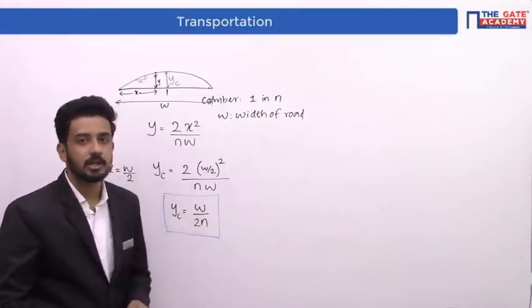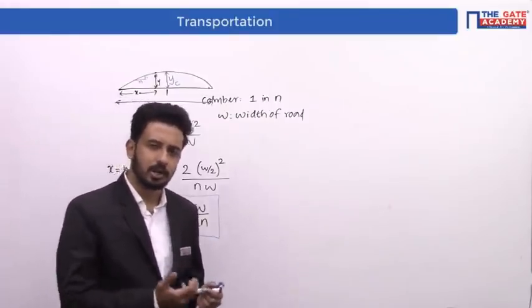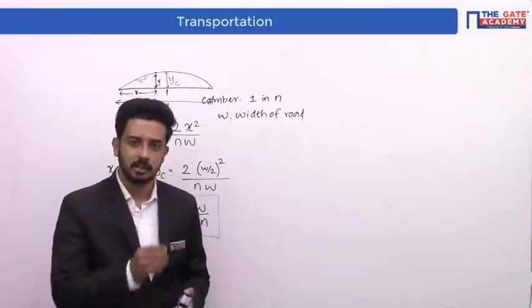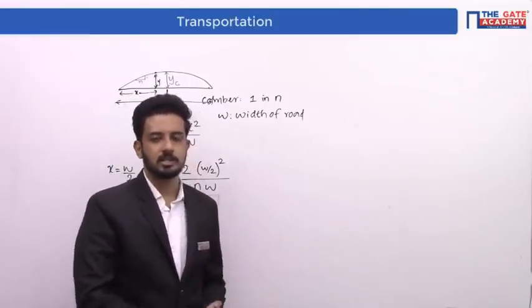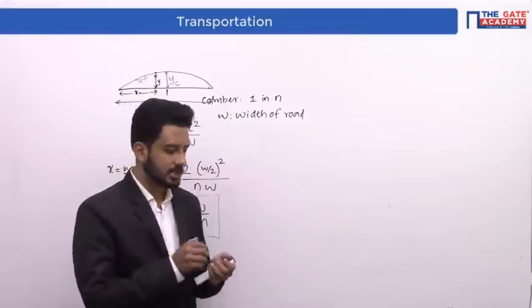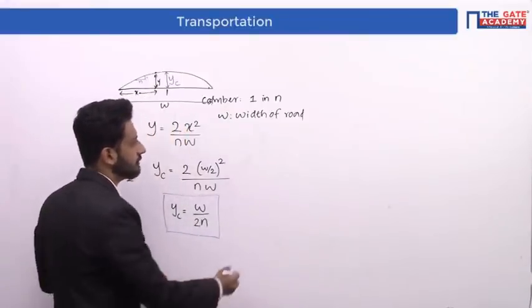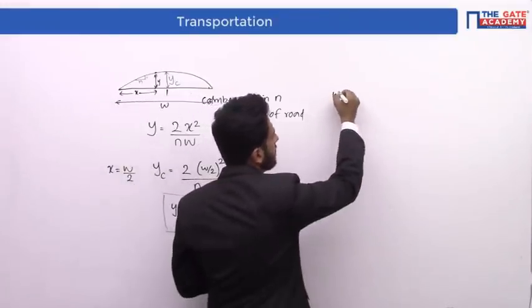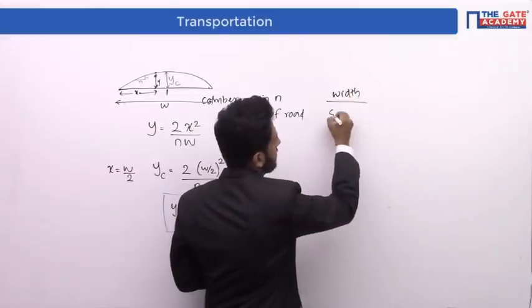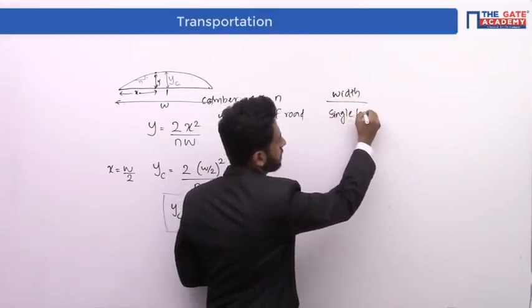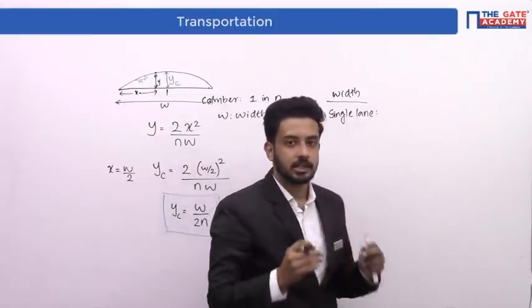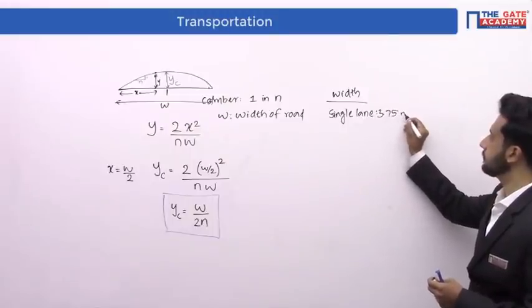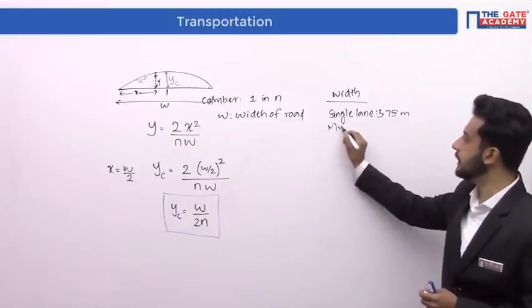See, what is W? It is the width of the road. So what will be the width of the road for different conditions? Condition means if it is a single lane, what is the width? If it is multi-lane, what is the width of the road? I will write here just for your knowledge. If it is a single lane, the width will be 3.75 meter.